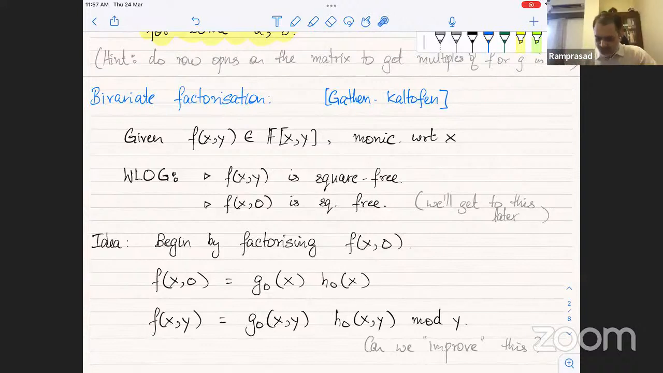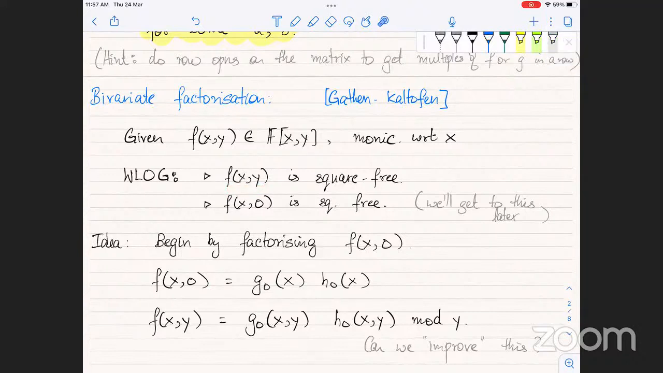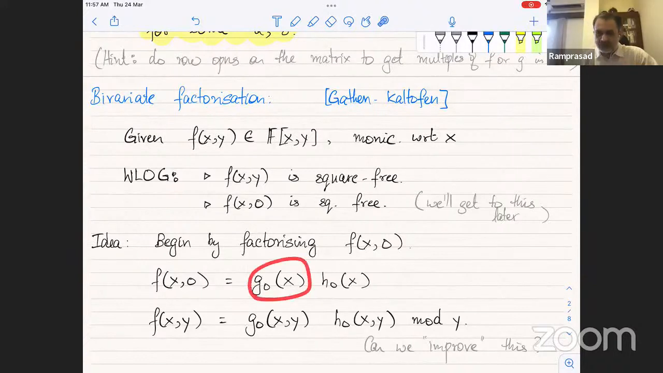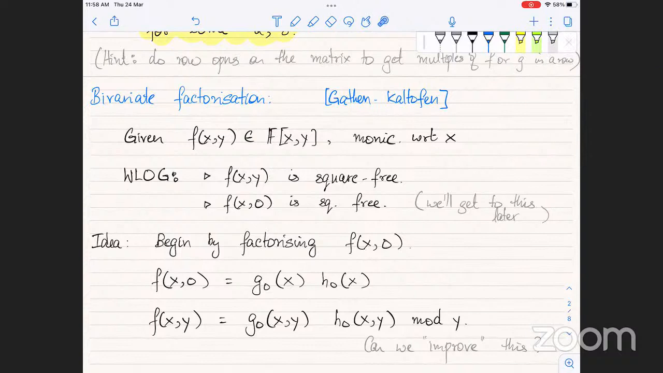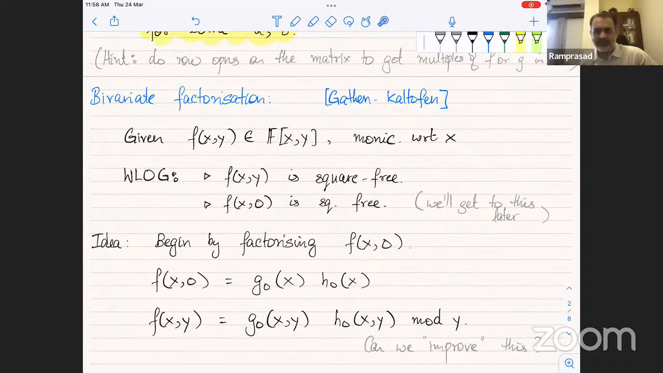I mean, it's not the case that f is factorizable if and only if this is factorizable. That is false. But we are hoping to somehow, from g0, slowly figure out either a proper factor of f or somehow figure out that f is actually irreducible. Yeah, so we'll see. I'll show you some examples also, exactly what happens.